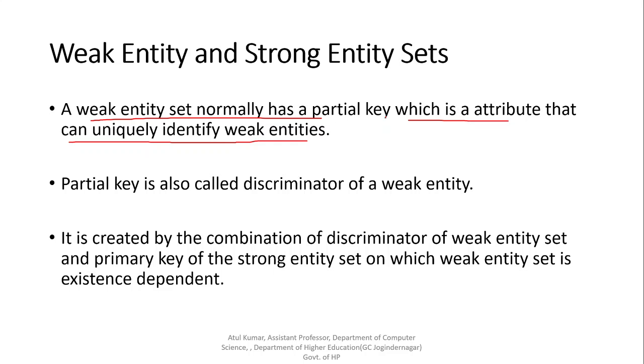To create the primary key of the weak entity, we use this kind of partial key, and the partial key is also called the discriminator of the weak entity. Also, the primary key of the weak entity is created by combining the partial key or discriminator of the weak entity set and the primary key of the strong entity set.